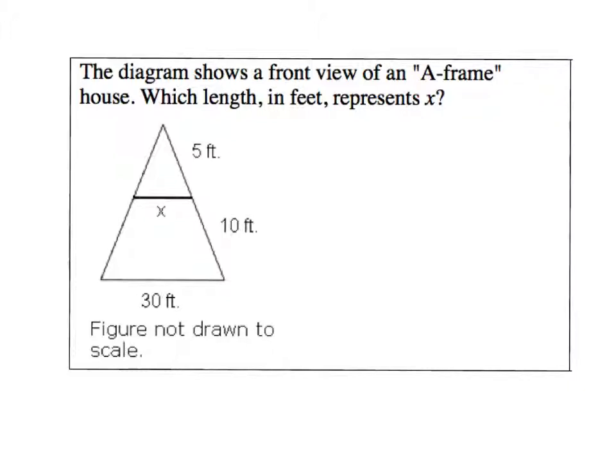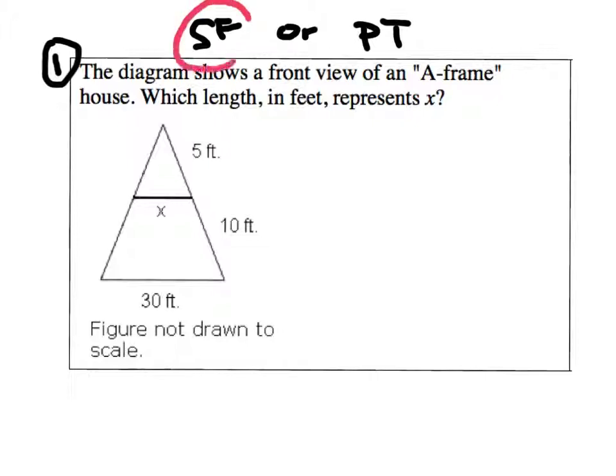So let's get started. In problem number 1, it says, the diagram shows a front view of an A-frame house. Which length in feet represents x? Now I'd like you to take a second and jot down whether you think this is going to be a similar figures problem or a Pythagorean theorem problem. Okay, it is a similar figures problem, so if you wrote similar figures down, you are correct.